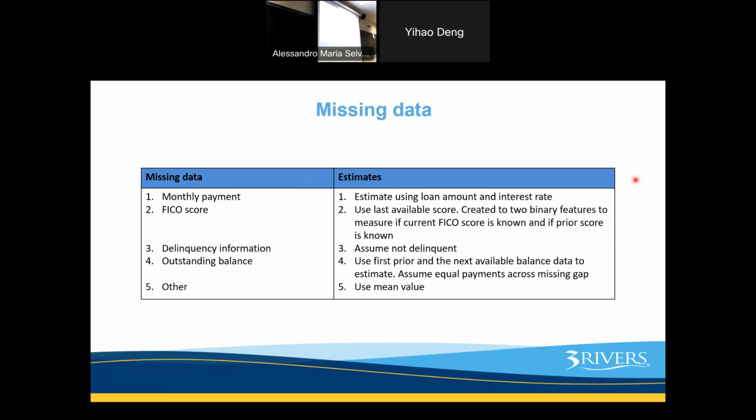Delinquency information, if we didn't have any, we just assumed it wasn't delinquent. Outstanding balance, if that wasn't available, we used the first prior available and the next available and assumed equal payments within that missing gap. And then other, that could be something like age at joining Three Rivers. If that wasn't available, we just assumed it was the overall mean.